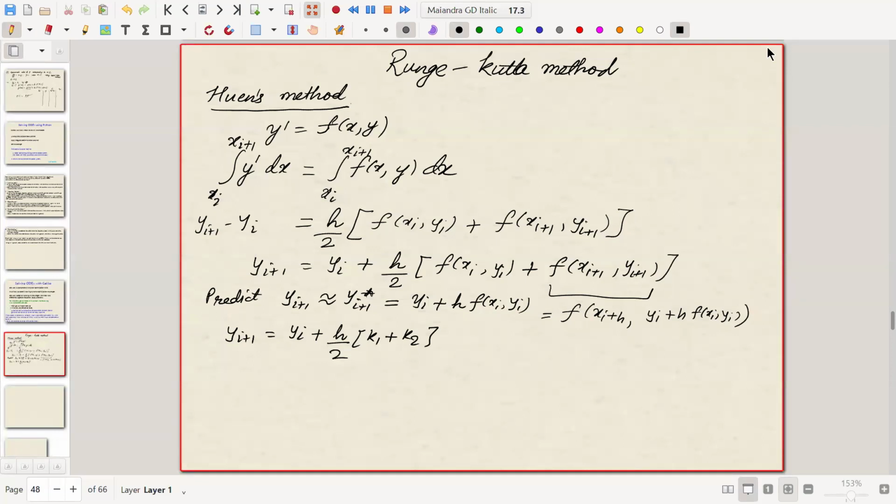So you can see the method is now still explicit, is it? Am I correct? Till this step, explicit. But when I incorporated the corrector method, this one is explicit. Is it okay? Because y_{i+1} everything depends on x_i, y_i.